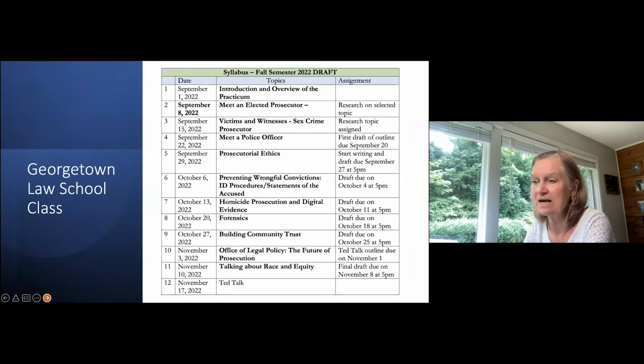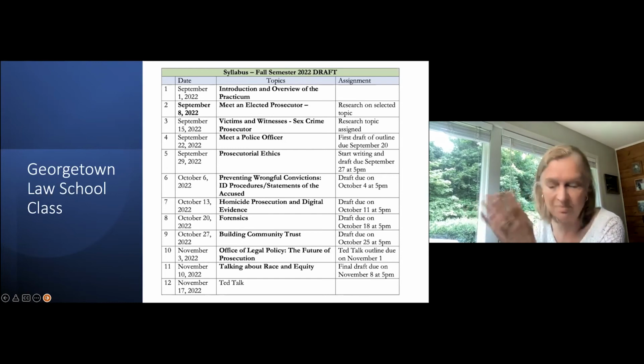So I just wanted to show some syllabuses. I'm just going to show two to give you a feel for how you can do this. So this is the syllabus we use at Georgetown Law School. And you can see the first class is an introductory class. We then bring in an elected prosecutor to talk about what it means to be the chief prosecutor and prosecutorial discretion and, you know, just what it's like to run an office. So they meet a real life chief prosecutor.